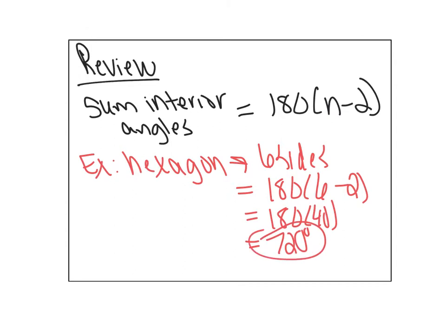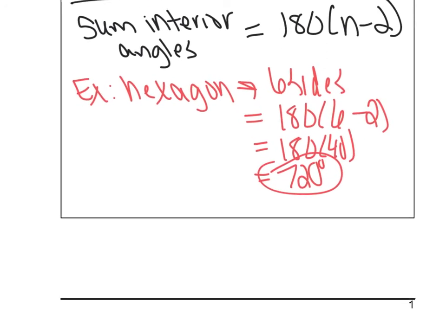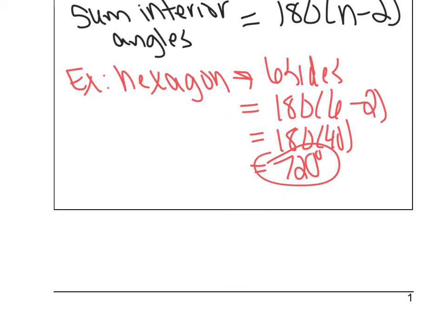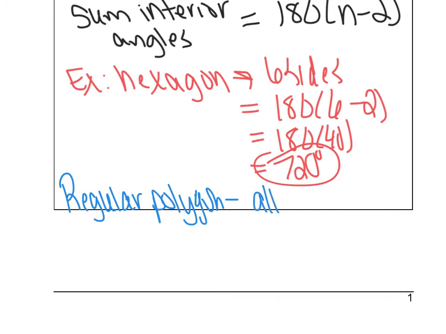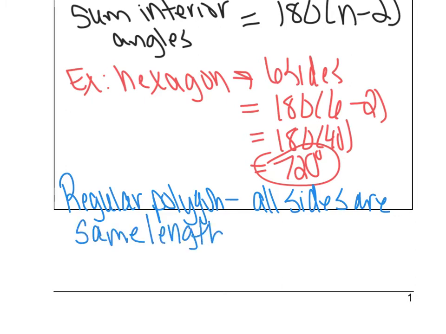So no matter if it's a regular polygon where the interior angles are all the same, or if it is any type of a hexagon, those angles on the inside will always add up to 720 degrees. The second thing I want to remember, because we are going to talk about it a little bit more today, is that a regular polygon, what that means is that all the sides are the same length and all the angles are the same.